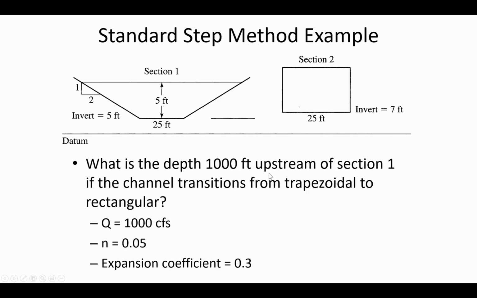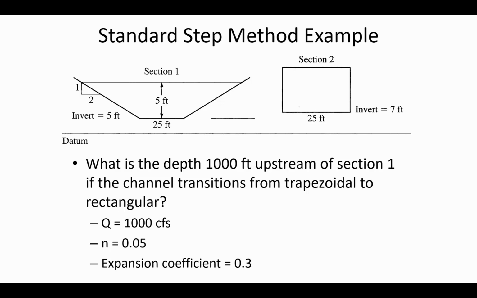So what we're assuming is that it's gradually making the change, that these side slopes are gradually tapering upward through the 1,000 foot transition. And so we'll use a coefficient of expansion slash contraction of 0.3 because of that change in the shape. We're going to put 1,000 CFS through the channel.